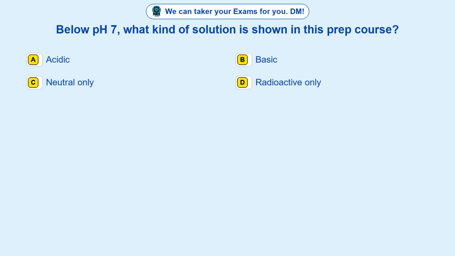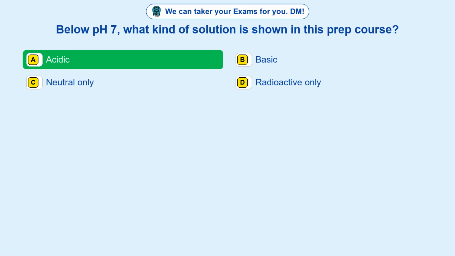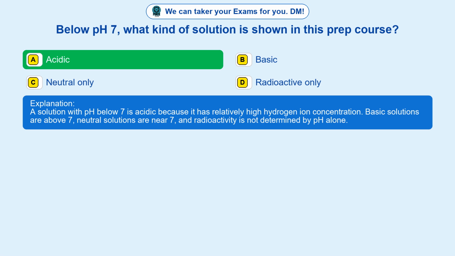Question 35. Below pH 7, what kind of solution is shown in this prep course? Option A, acidic. Option B, basic. Option C, neutral only. Option D, radioactive only. The correct answer is option A. Acidic. A solution with pH below 7 is acidic because it has relatively high hydrogen ion concentration. Basic solutions are above 7, neutral solutions are near 7, and radioactivity is not determined by pH alone.